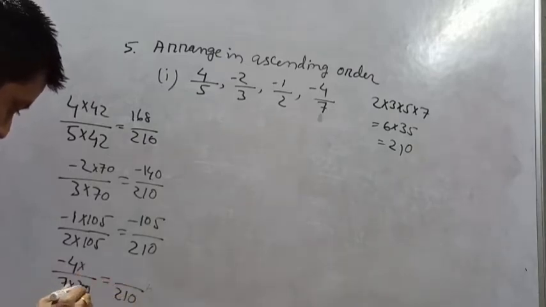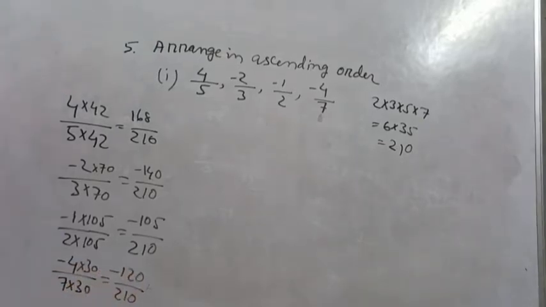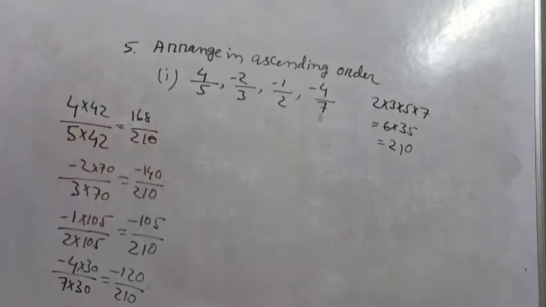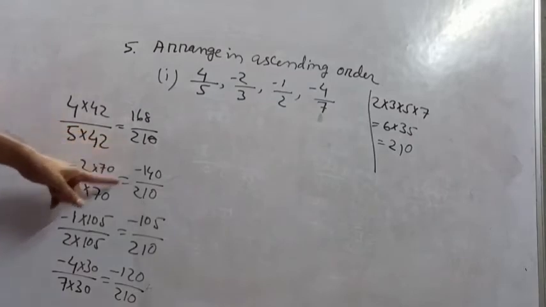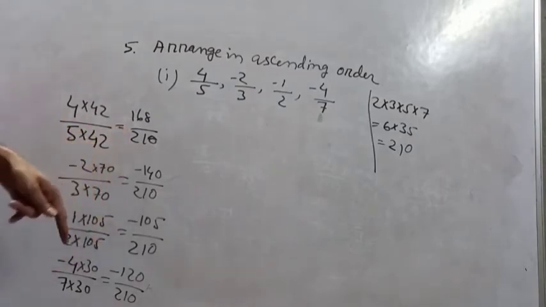210, 30, 30 minus 120. Now say, to compare which one is greater, which one is smaller, we need the same denominator. So I made it. Here we can say the positive value is obviously the greatest.